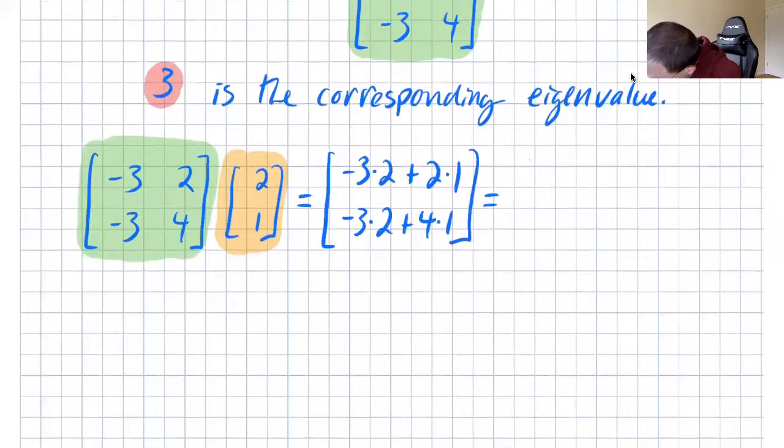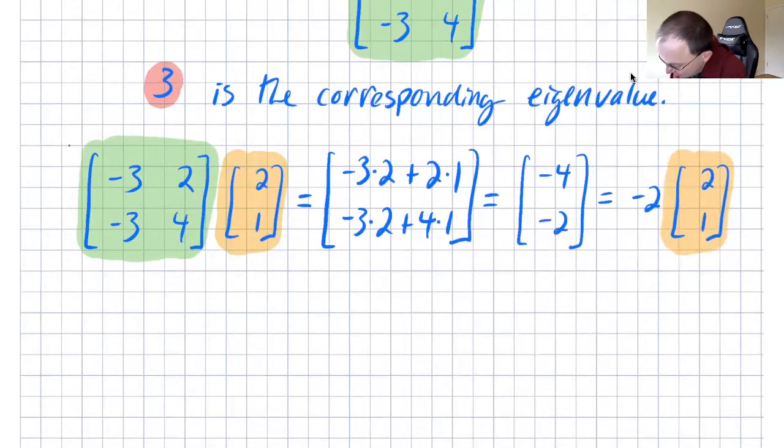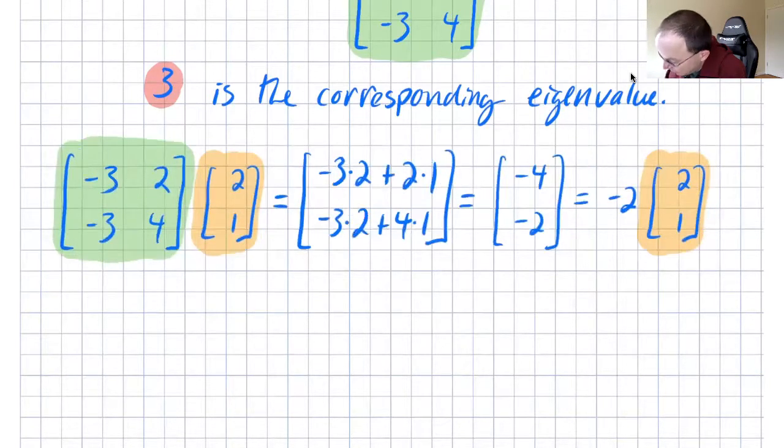And we get -6 plus 2, -4. And -6 plus 4 is -2. And what is that? That is exactly -2 times this vector. And that means that this vector is an eigenvector, and the corresponding eigenvalue is -2.